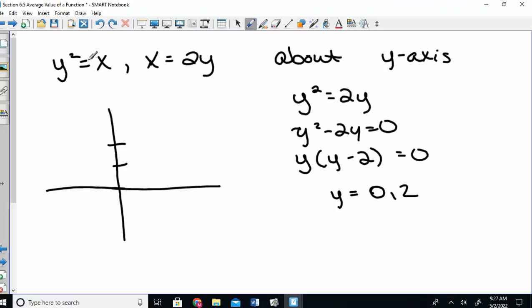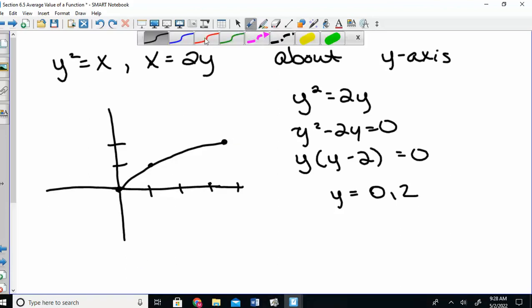Okay. So y squared equals x. If you put in a 0 for your y, 0 squared is 0. If you put in a 2, 2 squared is 4. So your x would be 4. Your y would be 2. You could do more points if you wanted. If you put in a 1 for your y, 1 squared is 1. So we're getting this for the x equals y squared piece.